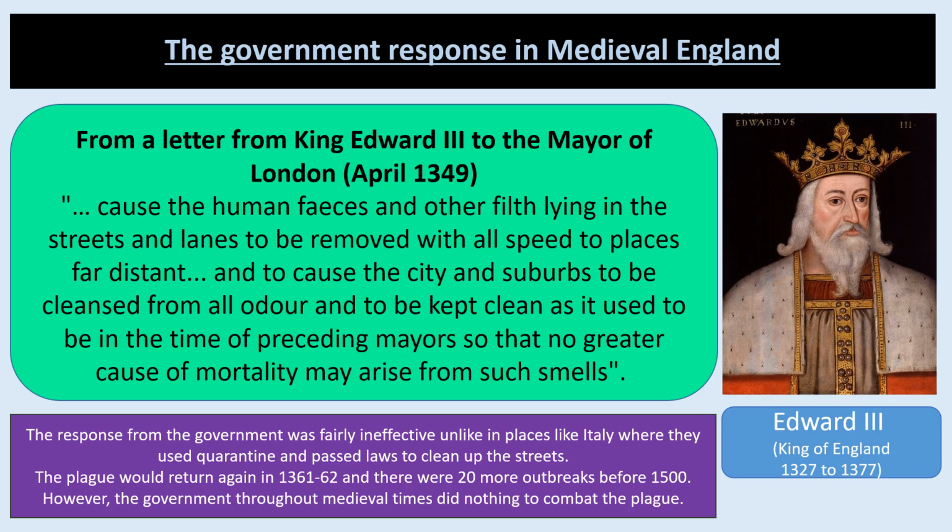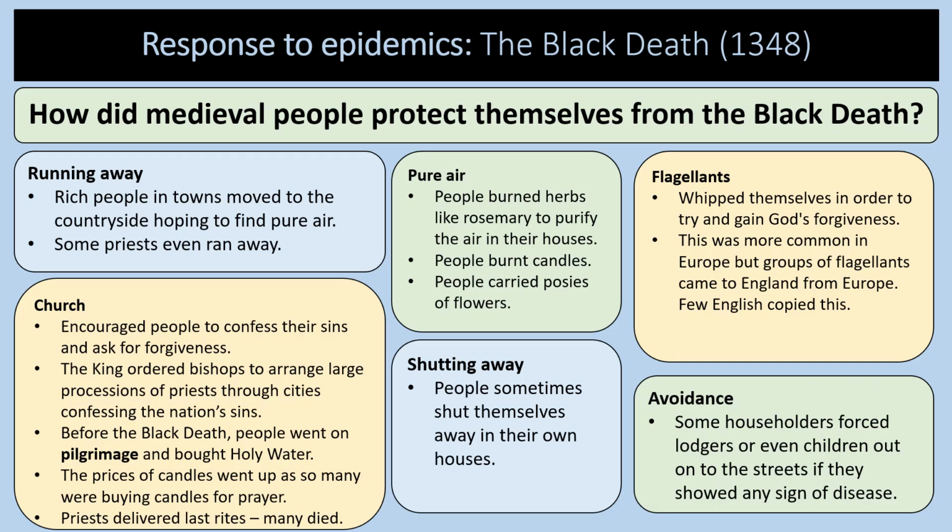This is one of the few government actions that is taken to combat the Black Death. Obviously, this is pretty limited. It's only in London. It's not a massive response. And it's really important in terms of your analysis to know that the response from the government in England was very ineffective, unlike in places like Italy, where they used quarantine and did pass laws to clean up the streets. The plague would return again in 1361, 1362, and there were 20 more outbreaks before 1500. However, the government throughout medieval times did nothing to combat the plague.